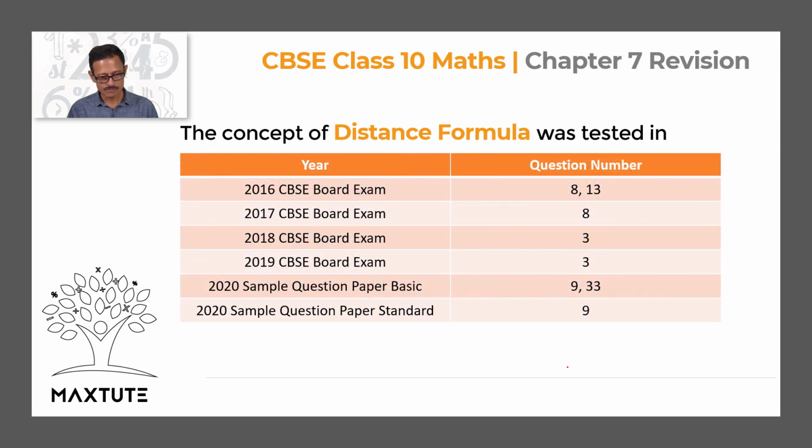Right. Let's move on. How often was this distance formula tested? Quite a few questions since 2016. Look at it: 16, 17, 18, 19 board papers, 20 sample paper. Every single year this concept has been tested. So get conversant with it.